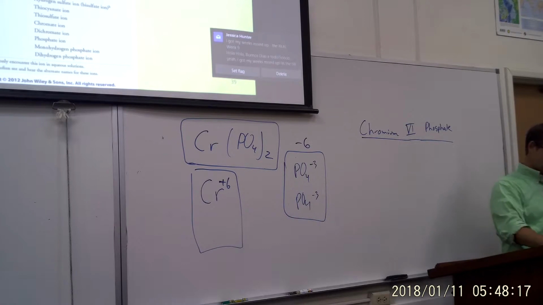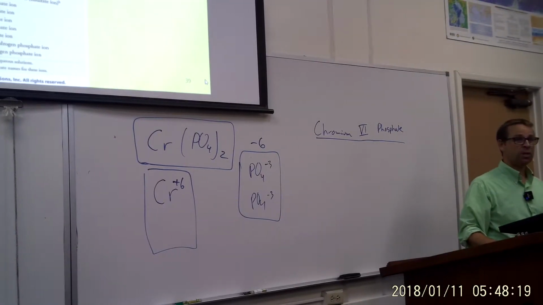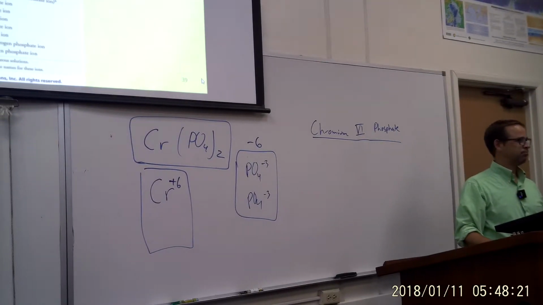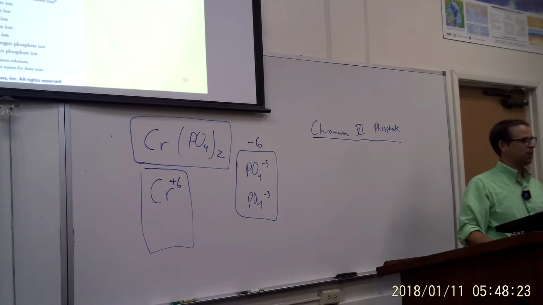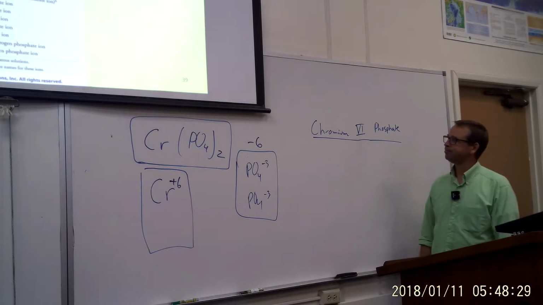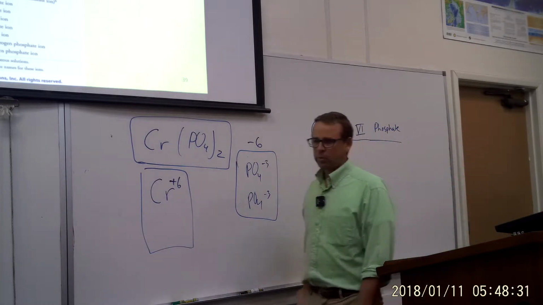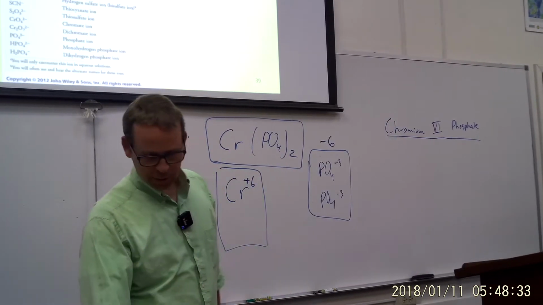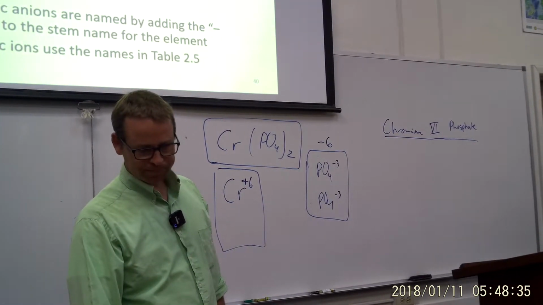So if I go to the store and I say, I bought you some chromium 6 phosphate, what are you going to say? Thank you. That's right. Unless I bought the wrong thing. Maybe I was supposed to buy chromium 2 or chromium 3 or something like that, right? Okay. So we're learning how to name some compounds, right?